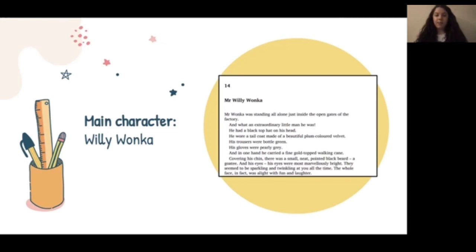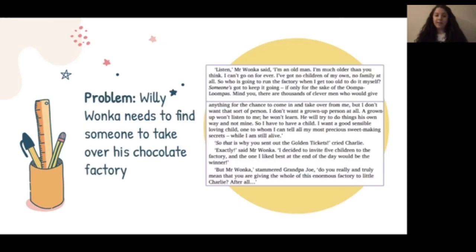This introduces us to another one of our main characters, Willy Wonka. Now, our problem in this story is that Willy Wonka needs to find someone to take over his chocolate factory. Let's see this in the text.